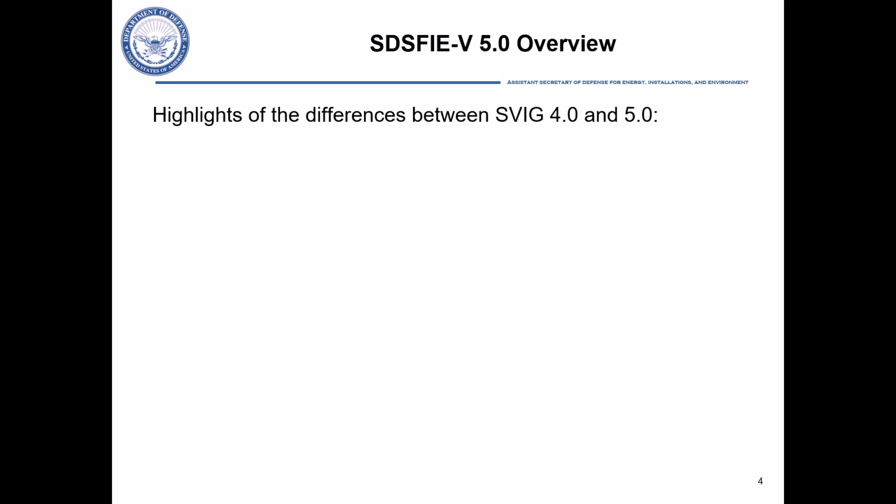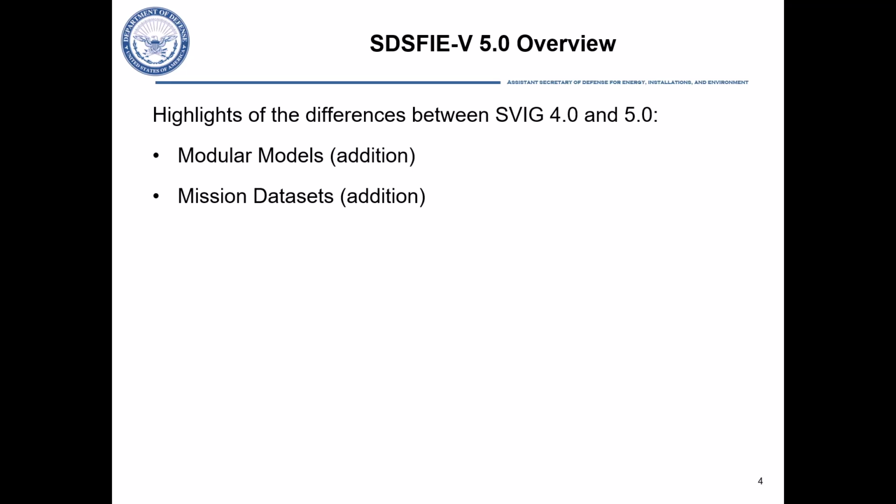The key difference between SDSFIE-V 4.0 and 5.0 is the variety of element concepts that can be housed within a model. In 5.0, we have a significant expansion of element types. These include submodels that were added to support model modularity, mission datasets that were added to provide an easy method for a group of entities to be generated and shared for a specific purpose, and functional datasets that elevate the 4.0 folder capability for generation of geodatabase feature datasets to a full LDM element with properties. Those first 3 differences are the focus of this presentation.